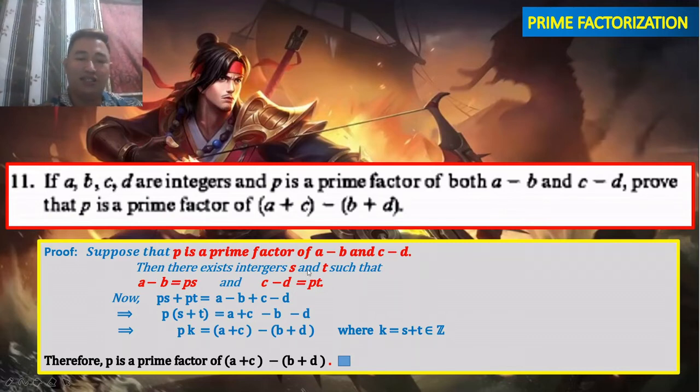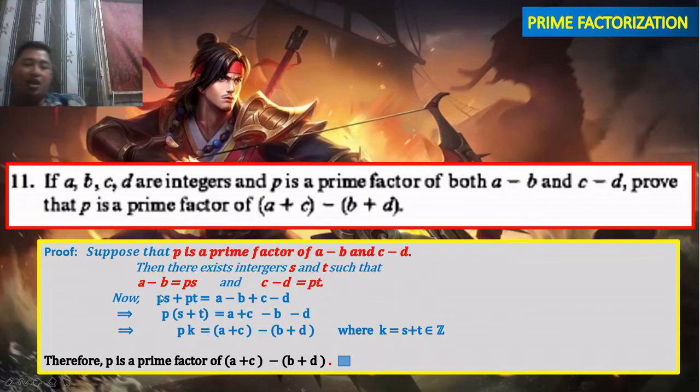Okay. Then there exist integers S and T such that A minus B equals PS, and C minus D is equal to PT. So, S and T lang itong pilion class. Karon kung i-add ta ning PS plus PT, equal na ni sa A minus B plus C minus D. Kaya nga, kung ato i-add ang A minus B og C minus D, maporma man ta ni.